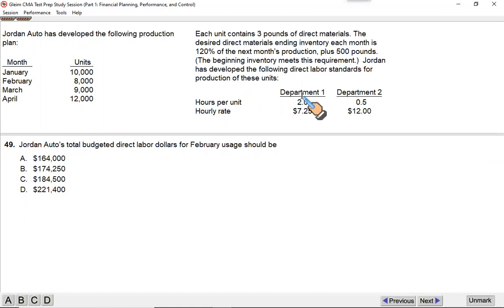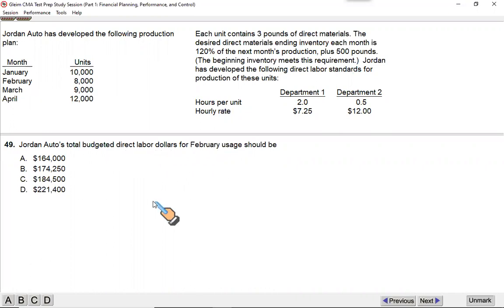So it says the company has 2 departments, department 1 and department 2. Jordan has developed the following direct labor standards for the production of these units. Department 1, 2 hours required at the rate of 7.25 each, and department 2, 0.5 hours are needed for each unit, and the rate in department 2 is $12 per labor hour. Now, Jordan Auto's total budgeted direct labor dollars, that is the direct labor cost, for February.